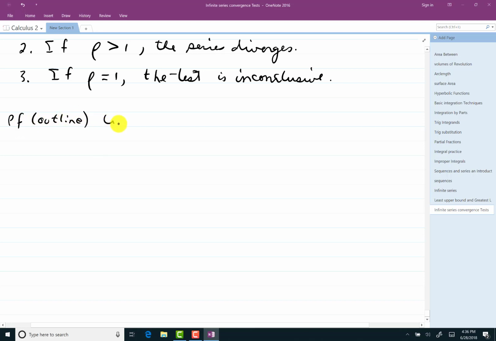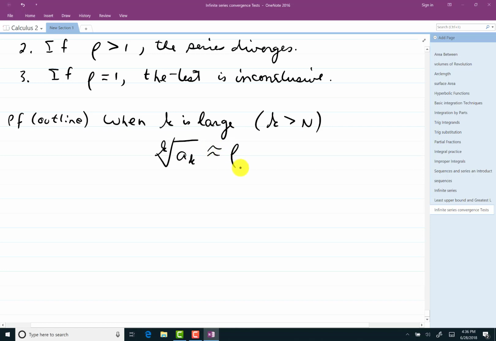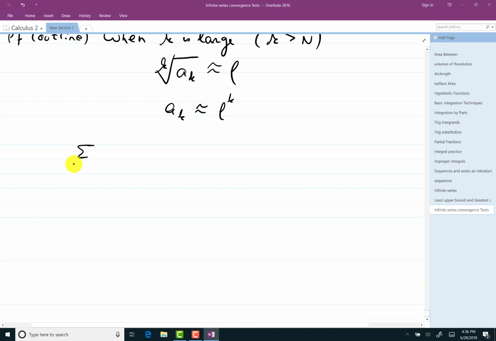You're going to have, when k is large, so you can imagine that k is greater than some mysterious capital N, the kth root of a sub k is roughly equal to rho. So that means a sub k is roughly equal to rho to the k. So your series would look something like this. You'd have the sum of a sub k, and it will equal some initial terms, a1 plus dot dot dot, and you get up to a sub n. But then you'd replace the a sub k's by rho to the k.